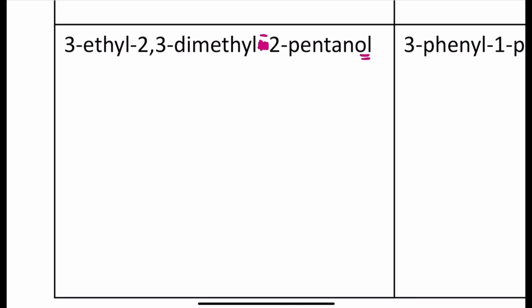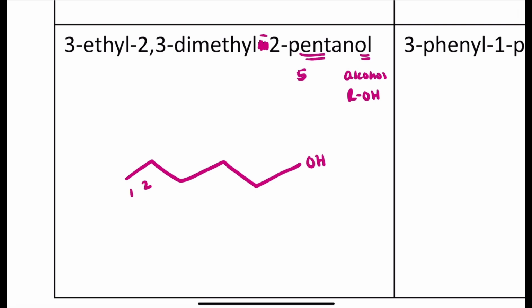2-pentanol. Pentanol is telling me alcohol, which is the ROH group. Pent is telling me 5 carbons. Let's try that first. So I have 1, 2, 3, 4, 5. And then my OH group. Okay, so that's my pentanol. At my third carbon, I have an ethyl group. At my second and third carbon, I also have a methyl group.